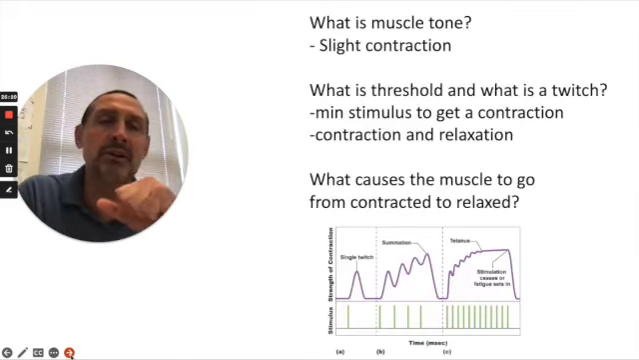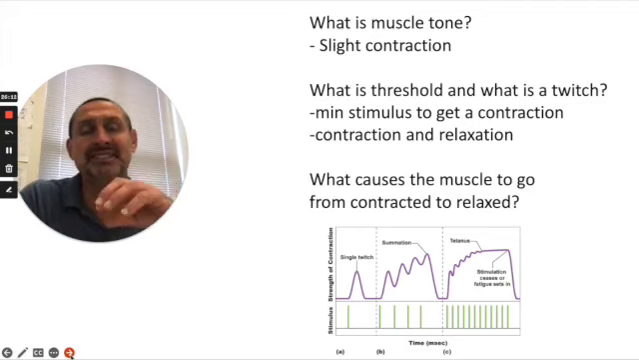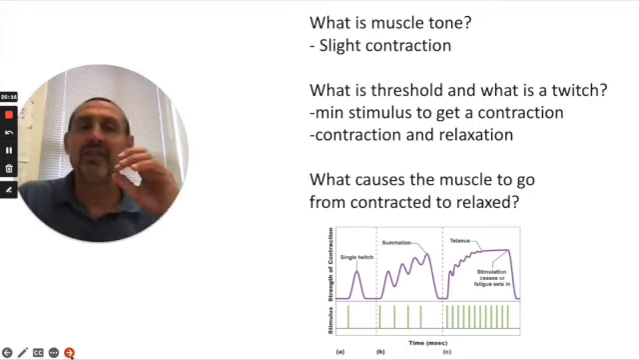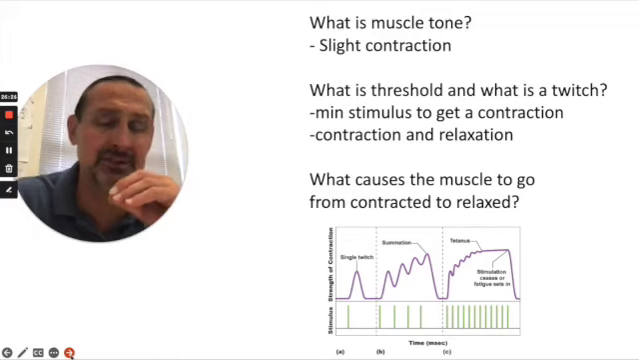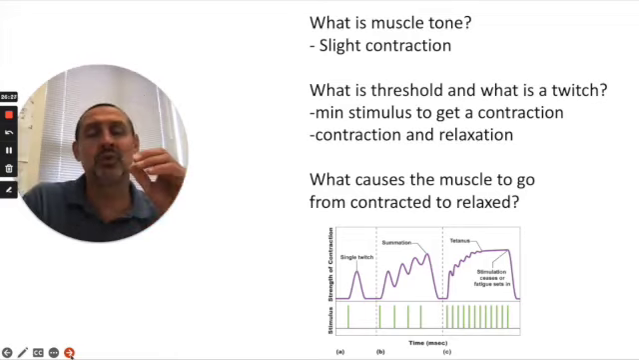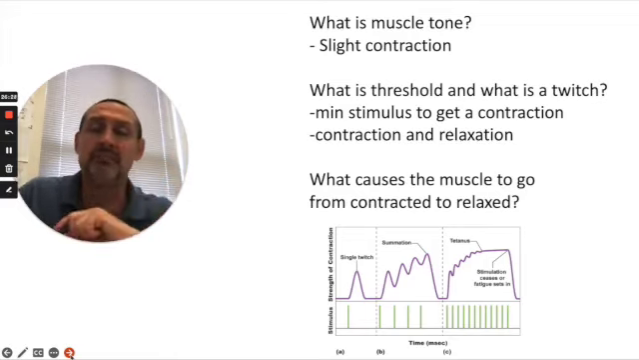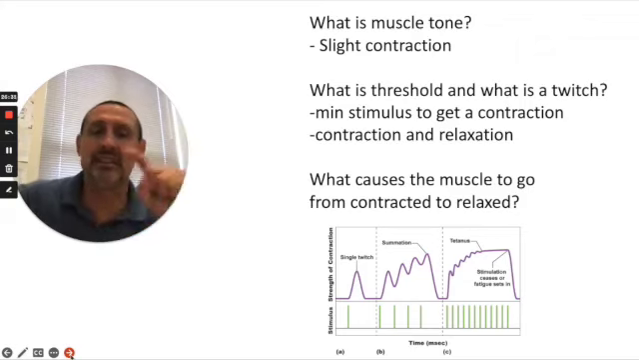When we talk about muscle tone, we mean that our muscles stay slightly contracted. The threshold is the minimum stimulus that we need to get that muscle to contract. So sometimes we might think about contracting our muscles, but we don't. A twitch is where the muscle fiber is completely contracted and then relaxes.